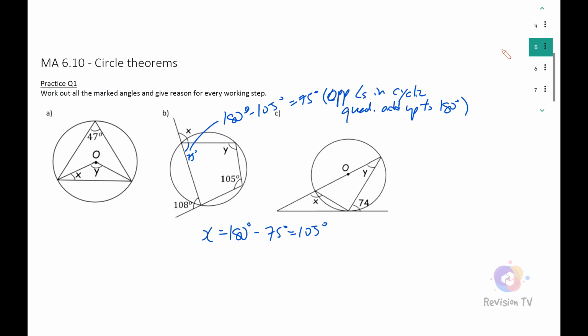So you will say angles on a straight line. You are allowed to use this abbreviation. That's fine. Okay, symbols and abbreviations. So angles on a straight line add up to 180 degrees. Therefore we know x is 105 degree.